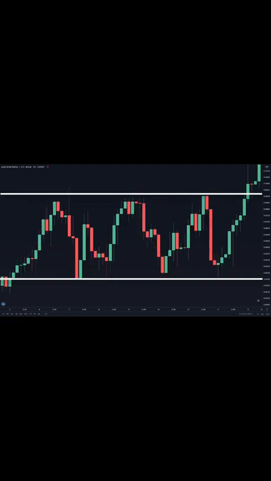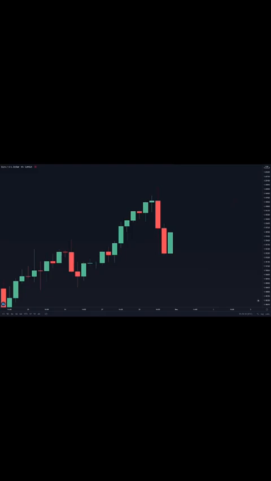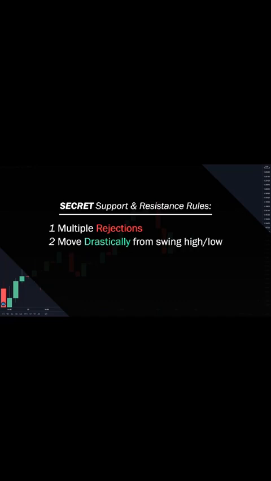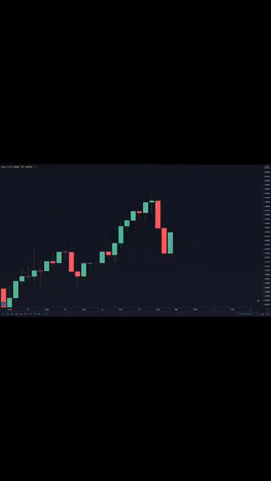Now, you may be wondering, what if the chart looks like this, where there are still no multiple rejections yet? Well, that brings us to our second rule. The price needs to move away drastically from a swing high or swing low. In this chart, we can see that there aren't any multiple rejections formed yet. But we can see that the price formed a swing high and then moved away from it drastically. And so we can also draw a resistance line here.